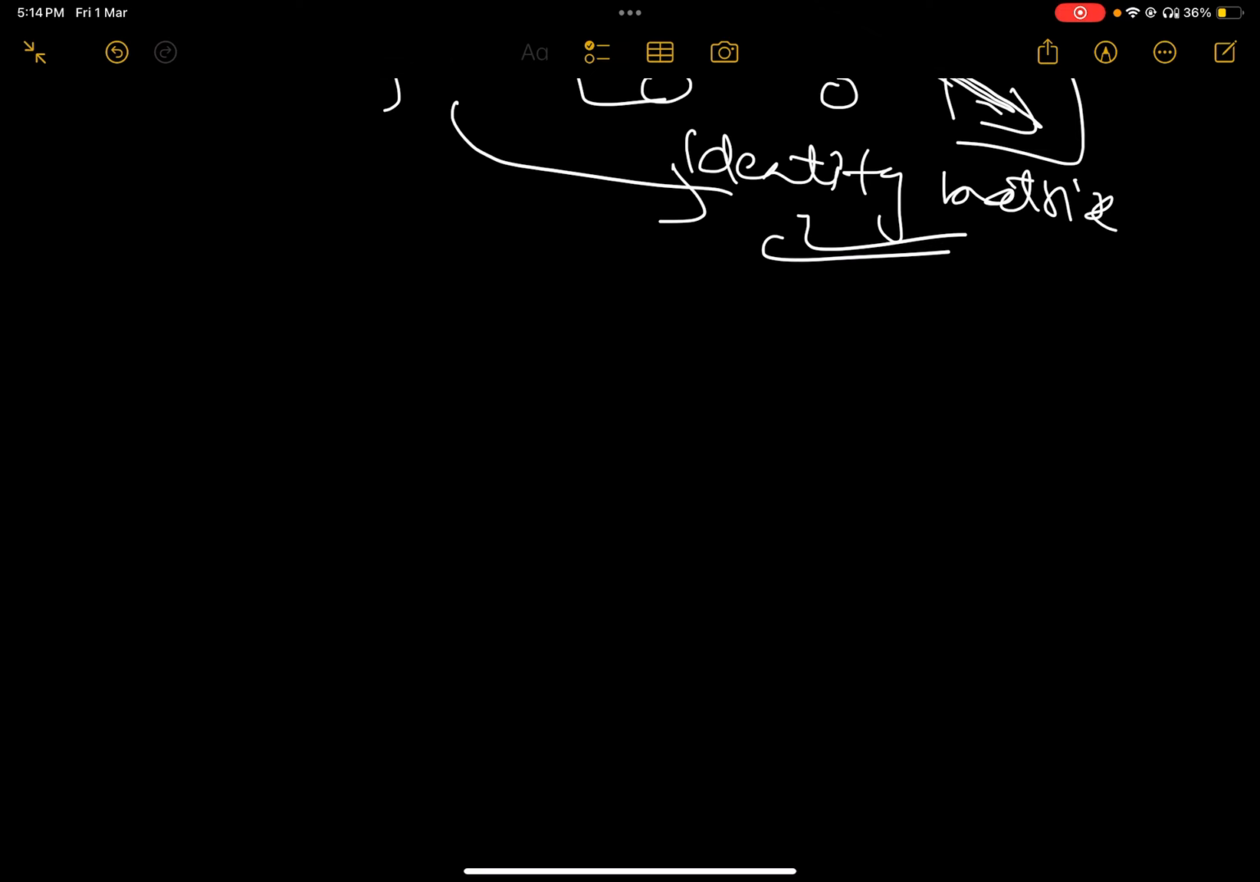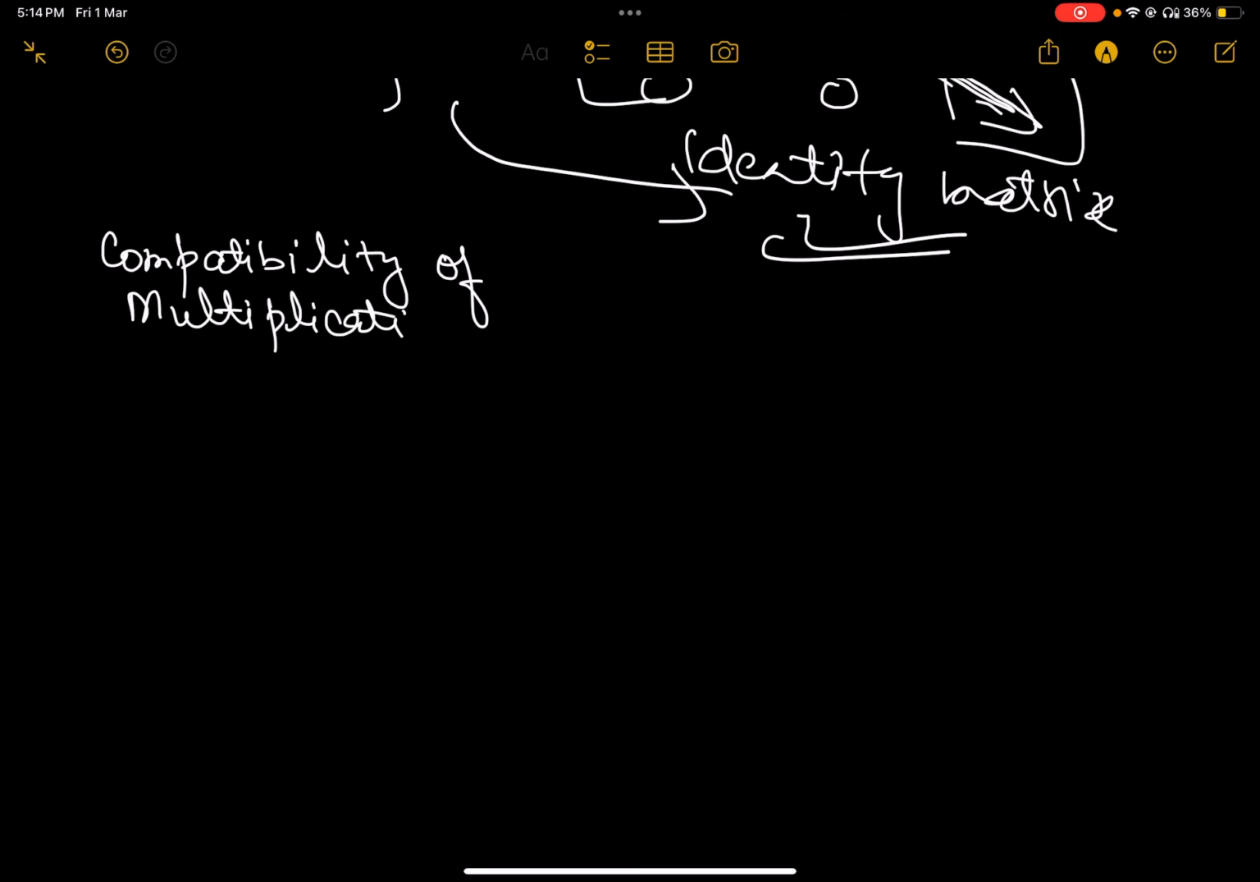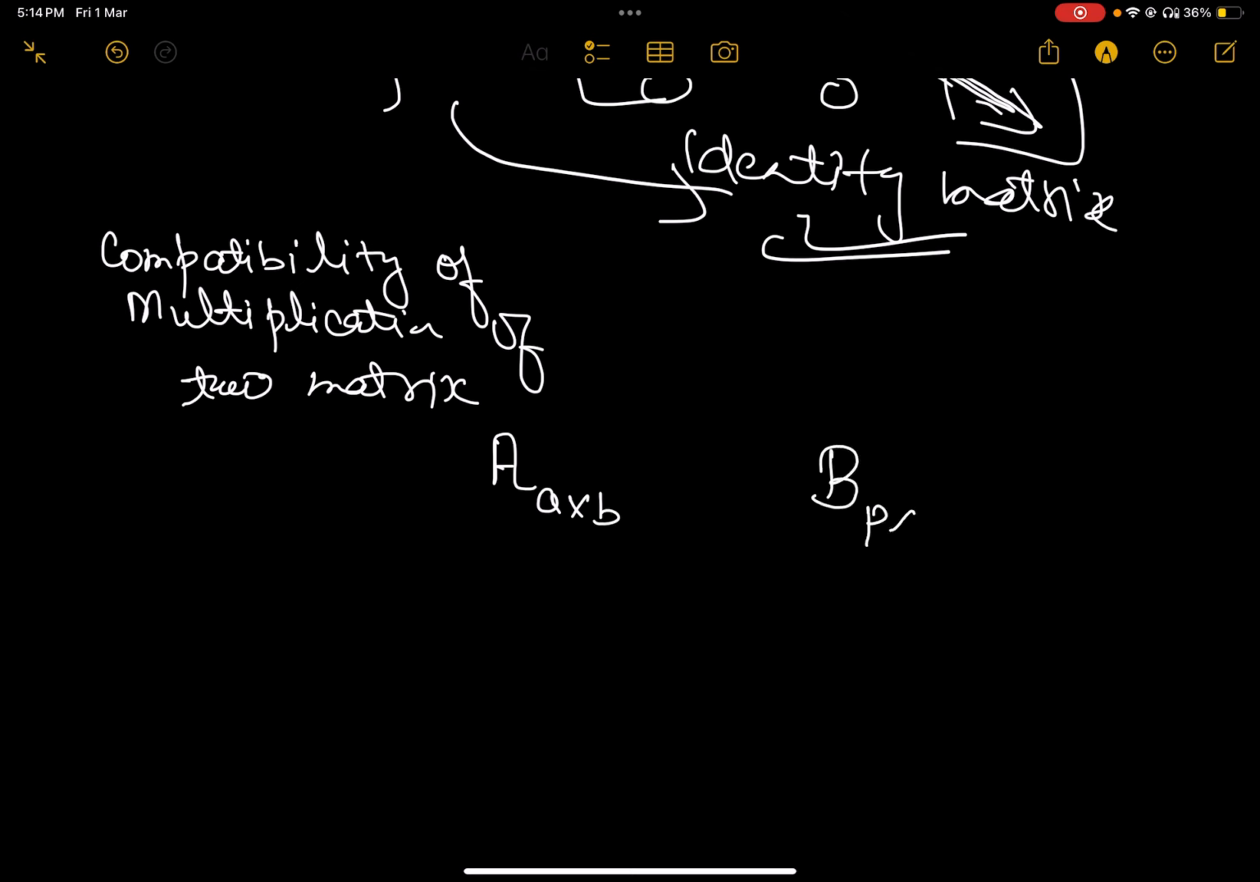So now we will do compatibility of multiplication of two matrices. And I'll tell you a very easy way out. Let's imagine there's a matrix A, which is of order A into B, and there's a matrix B which is of order P into Q.